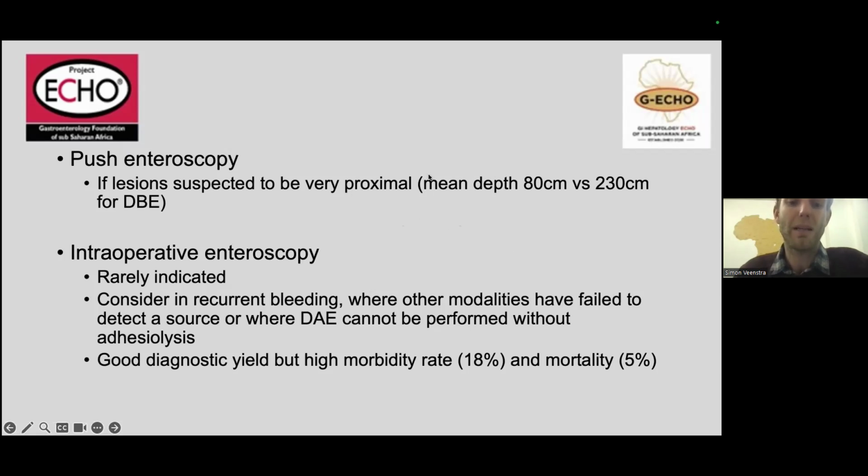Intraoperative enteroscopy is another alternative. However, it's rarely indicated, and this is only really considered when there is recurrent bleeding, or when other modalities have failed to detect a source, or when one cannot perform the device-assisted enteroscopy without a surgeon performing adhesiolysis as well. It has a very good diagnostic yield though, but is associated with quite a high morbidity rate of 18% and a mortality rate of about 5%.